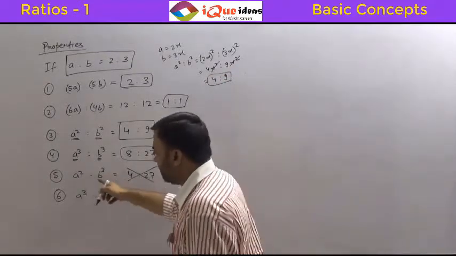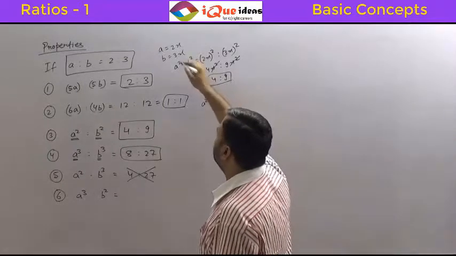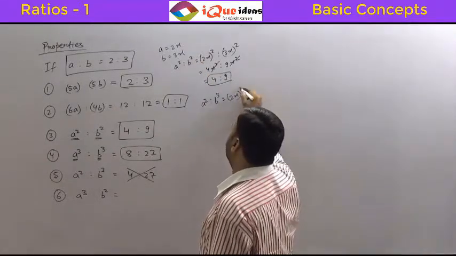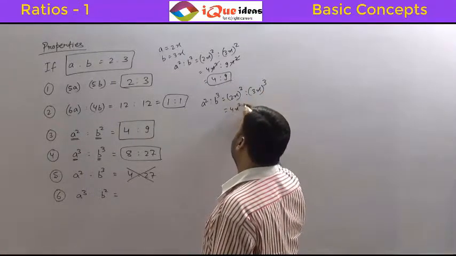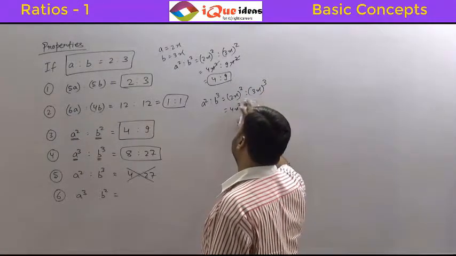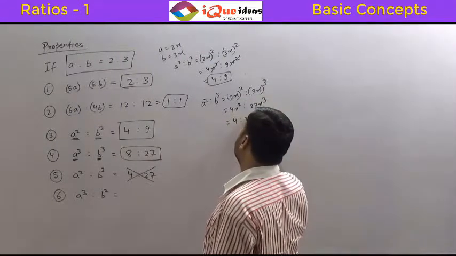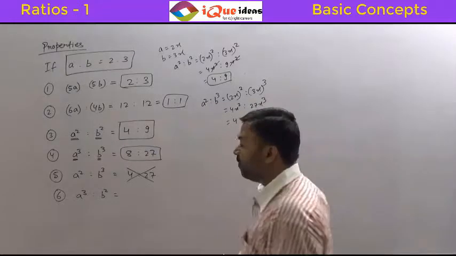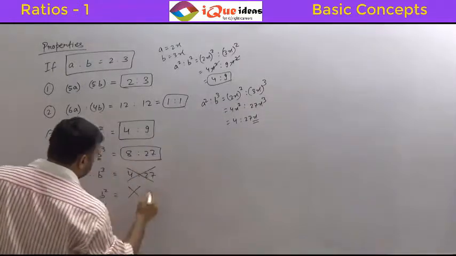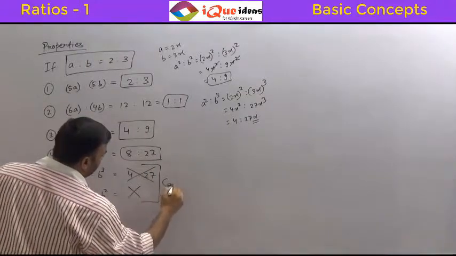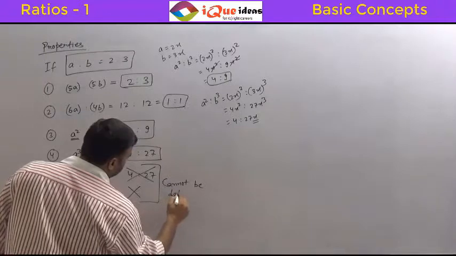Whereas if the powers are different, let's say A square is to B cube, and you take these things, so 2x square is to 3x cube, so we get 4x square is to 27x cube. That means we get 4 is to 27x. Do we know x? No, we don't know. That means we cannot calculate these situations. What do we say? Cannot be determined for both these cases.